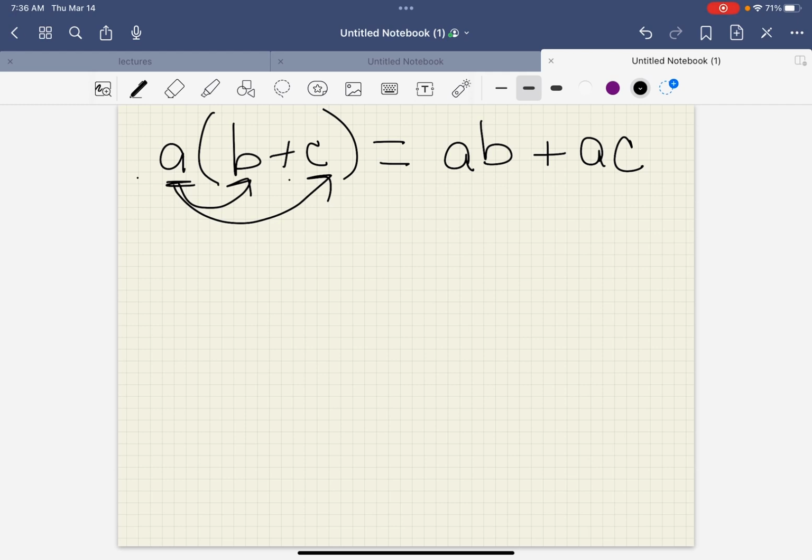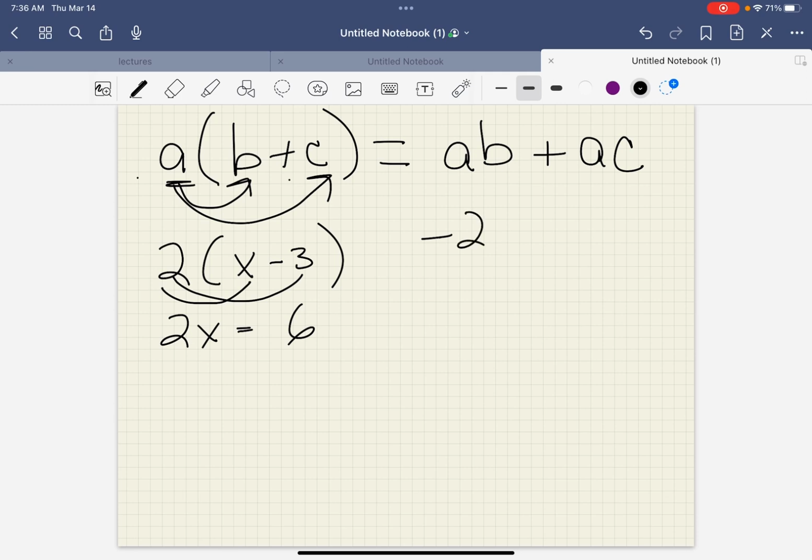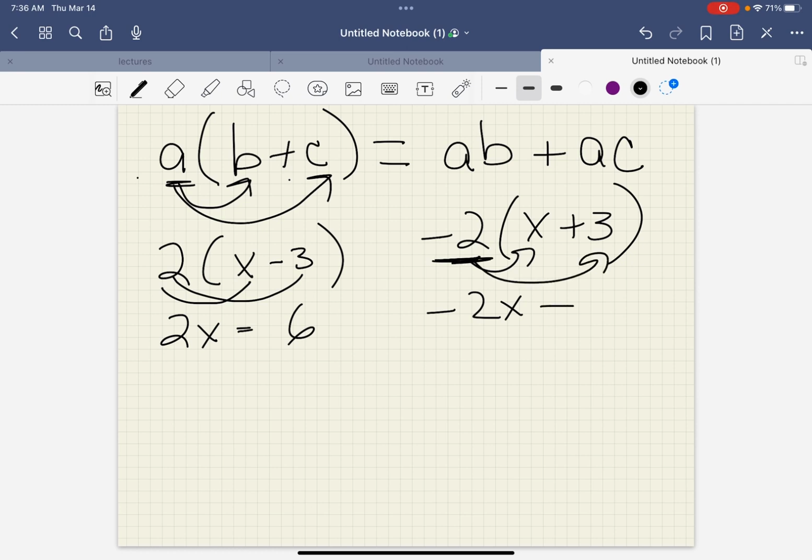So look on the next page, we have a few of these. 2 times x minus 3, 2 times x, 2x. 2 times negative 3, negative 6. And then negative 2, remember we got to take that sign with us, times x plus 3. So negative 2 times positive x is negative 2x. Negative 2 times positive 3 is negative 6.